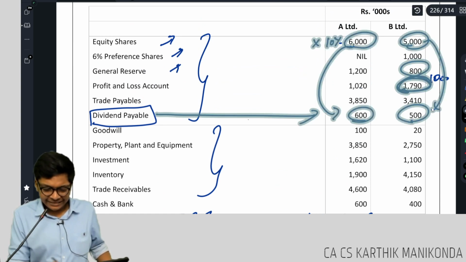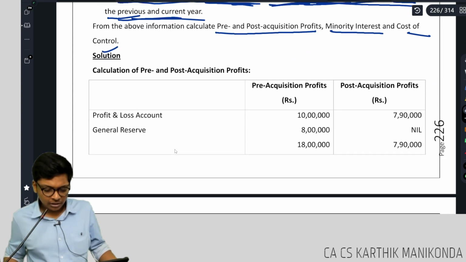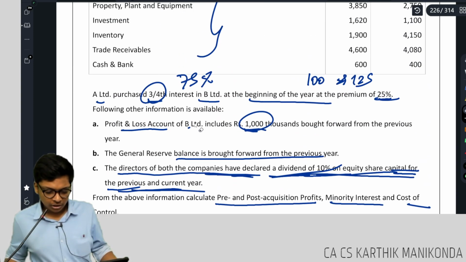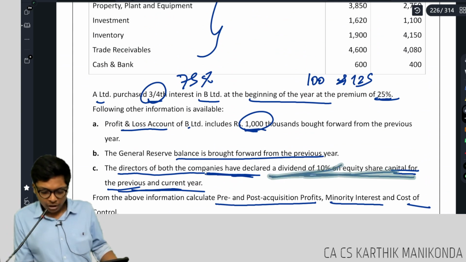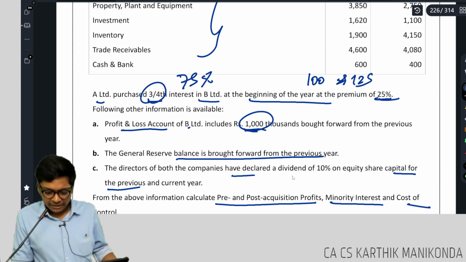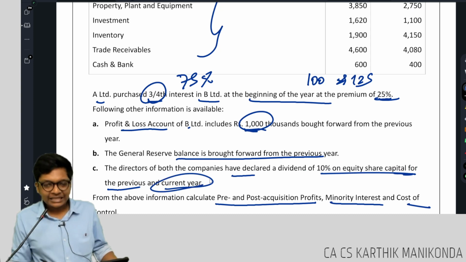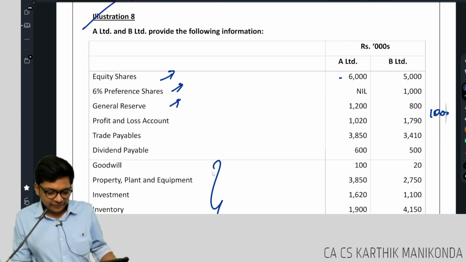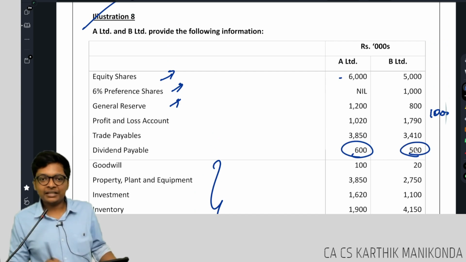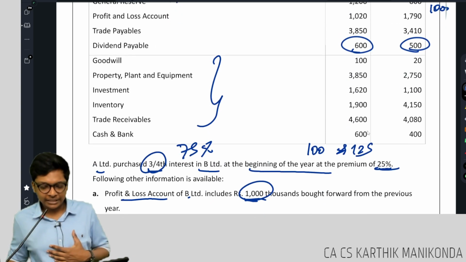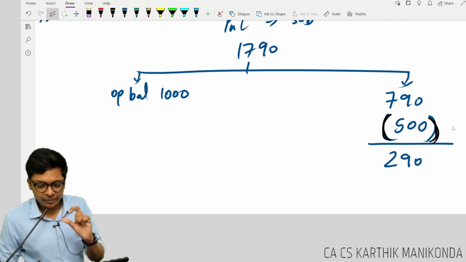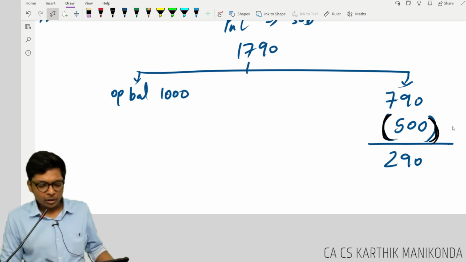Okay, technically the answer that is there over here is not correct. I can 100% tell that, because here they have not considered in the solution the dividend of the current year, because 10% means it should be the dividend of the current year. They have not considered that. If you consider it, the sum will have a reduction and it will become a little more complex.